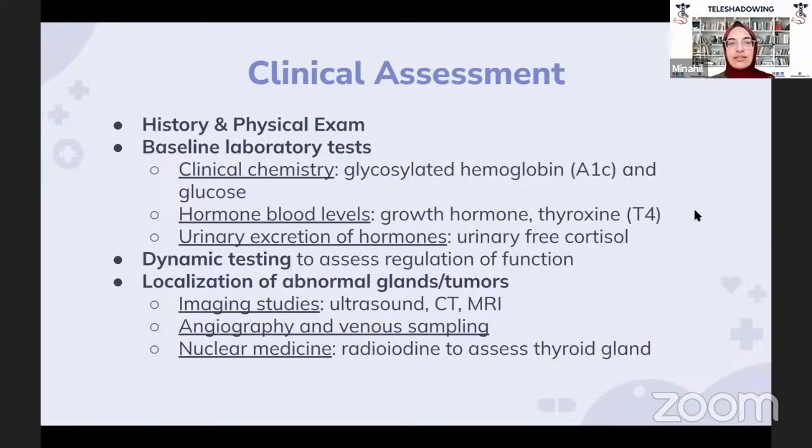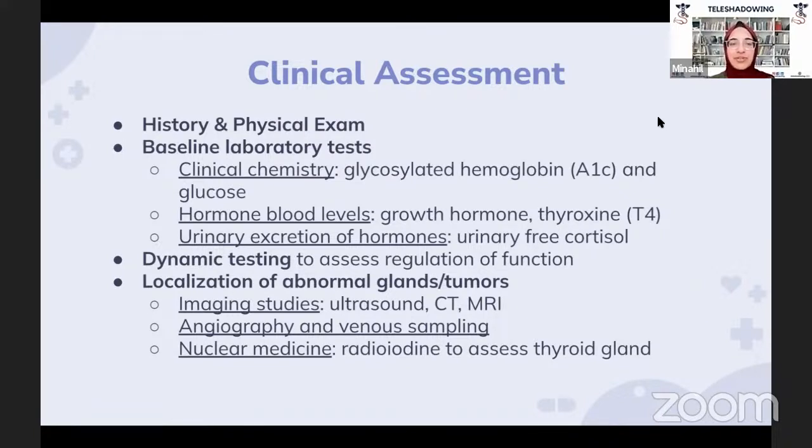First, you start off with your basic history and physical exam. Of course, the labs are involved. The baseline laboratory tests include the clinical chemistry like A1C and glucose. Now, A1C is very important because really the bread and butter of endocrinology cases are mostly diabetes, especially in the United States. Also globally, there is a global obesity epidemic.